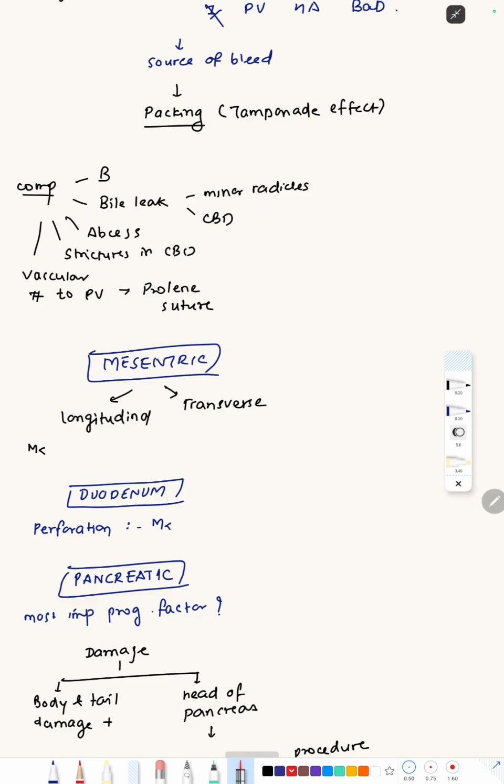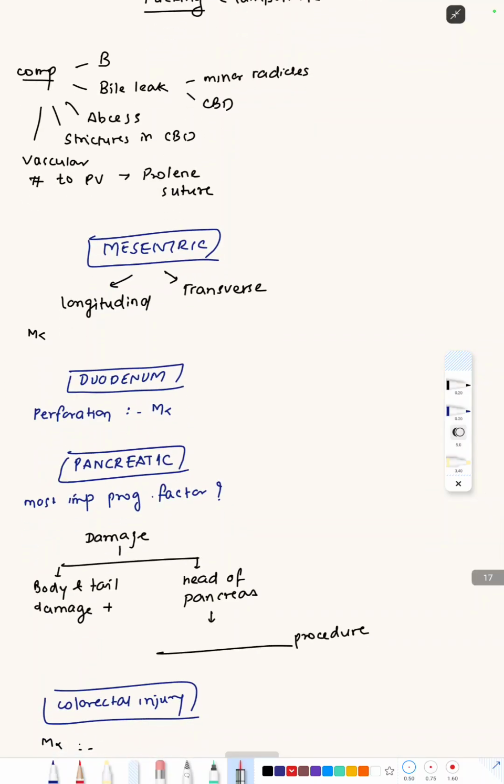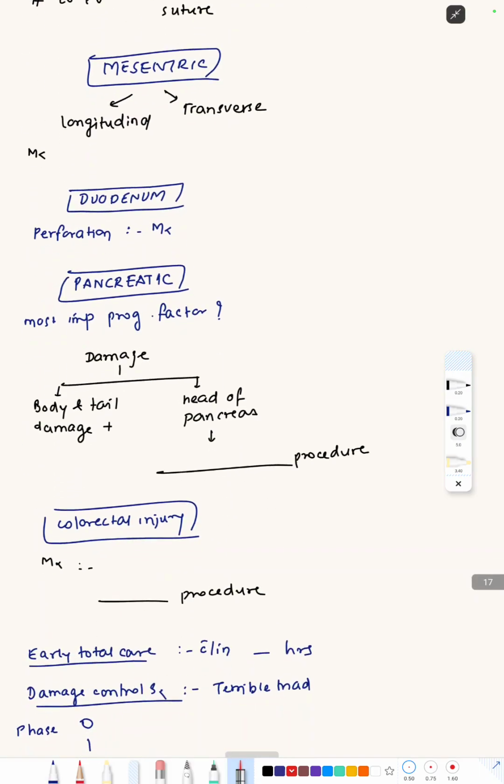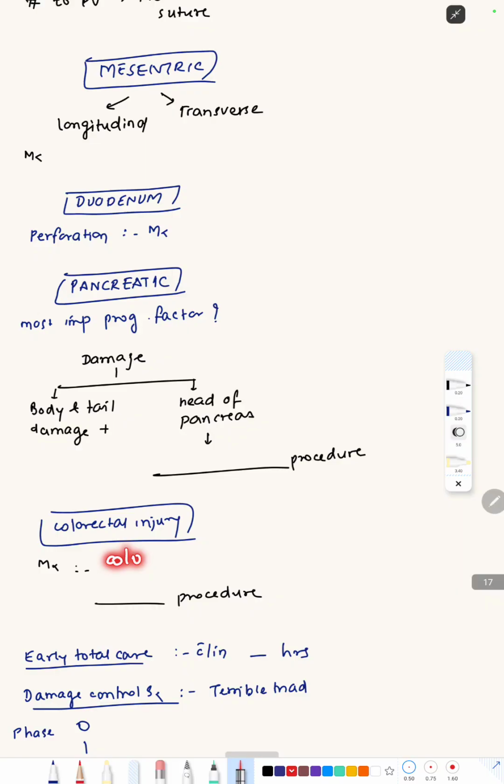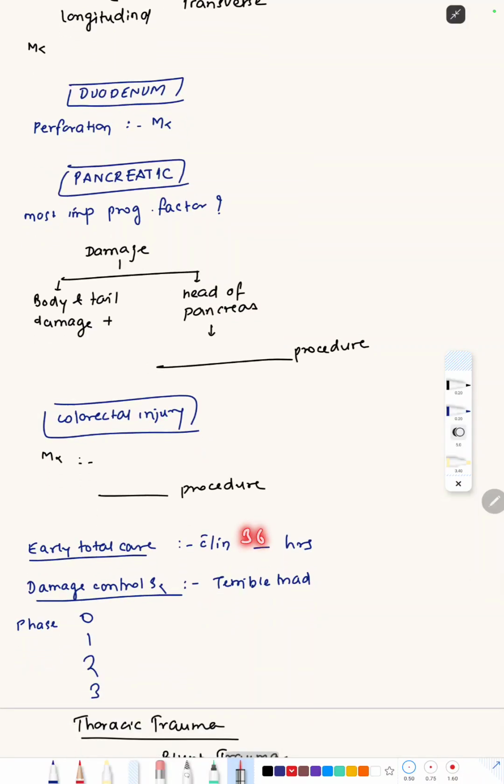For pancreatic injury, the most important prognostic factor is the main pancreatic duct. If there is damage to the main pancreatic duct, if the body and the tail of the duct is damaged, then go for distal pancreatectomy. If the head of the pancreas is damaged, in that particular condition, go for Baker's procedure. In the Baker's procedure, you have to do a duodenal preservation. Only the pancreatic head is removed. In colorectal injury, generally colostomy or diverting colon operations are done, and the procedure is called the Hartmann's procedure. In rectal injury, early total care should be done within 36 hours.